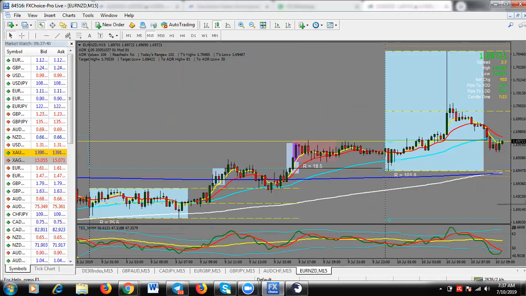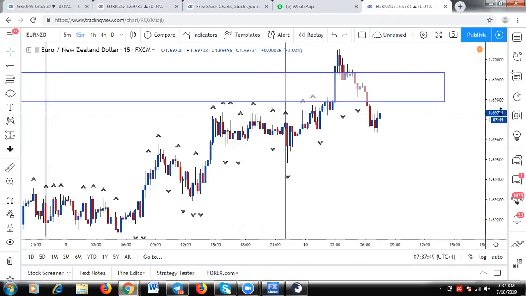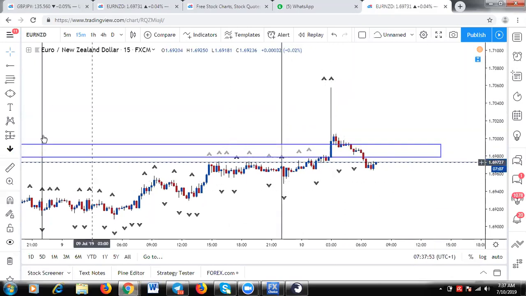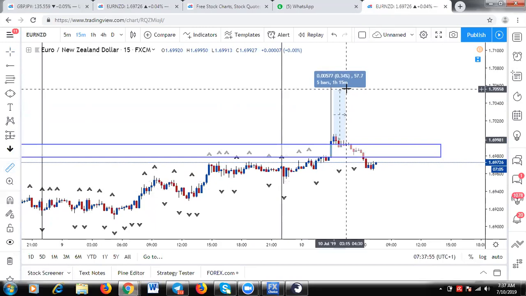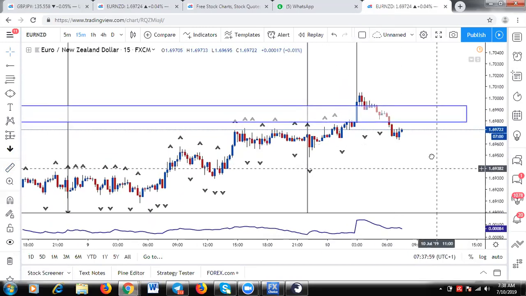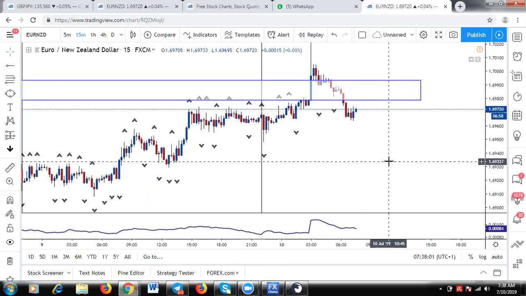Okay, so now for the Euro NZD, you can see the pips to the high of the day is 76, and the pips to the low of the day is 25. Now, the high of the day was set by news. There was this NZD news that came up and boom, went for like 57 pips. But I'm not going to consider that, so I'm just going to wait to see.